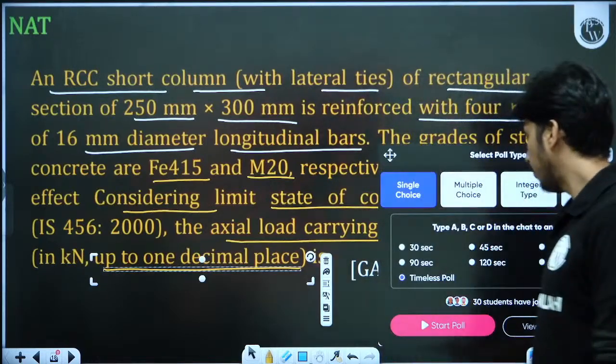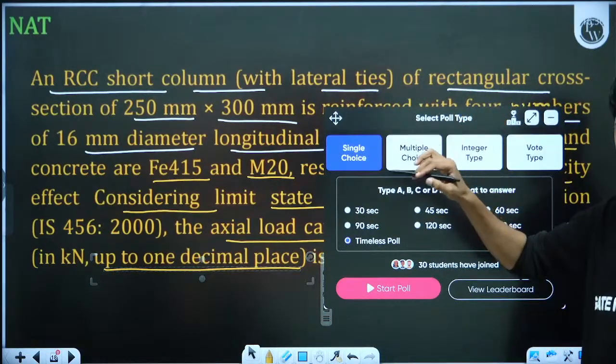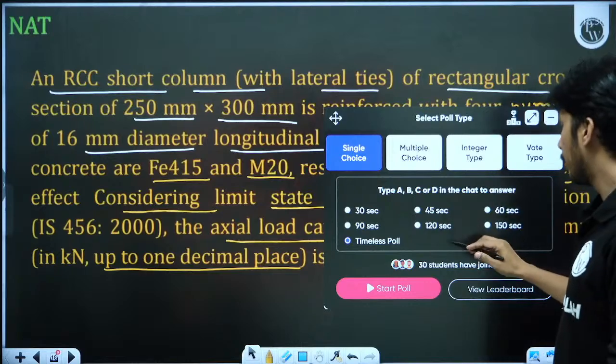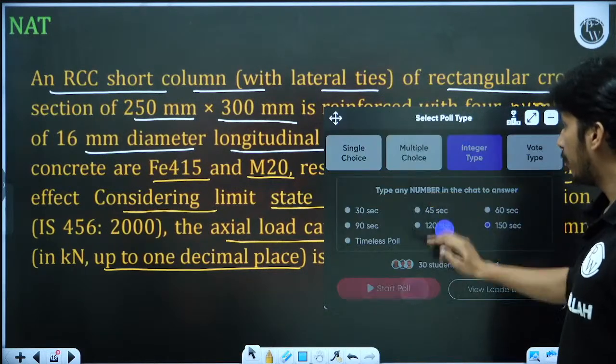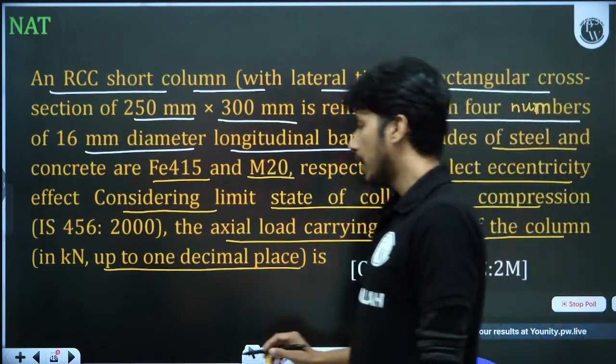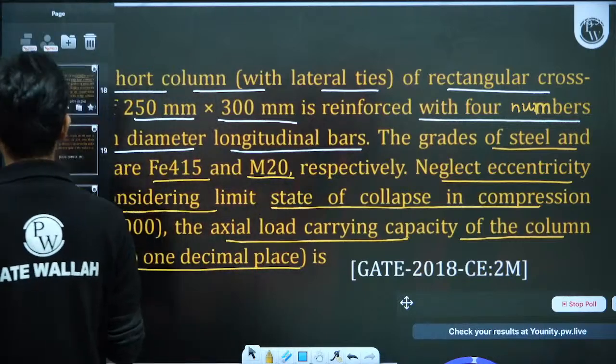So I'm creating the poll. Concentric case you have to take now. No eccentricity, 0 eccentricity. So the poll I have started. This is a 2 marks question. And they can ask the question from the column from any case.